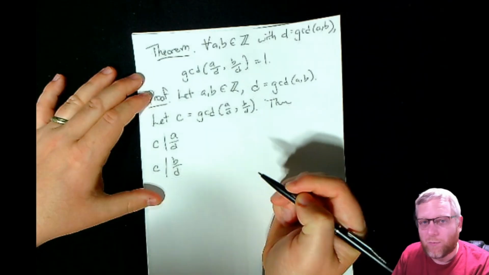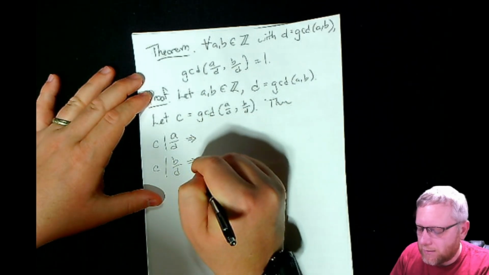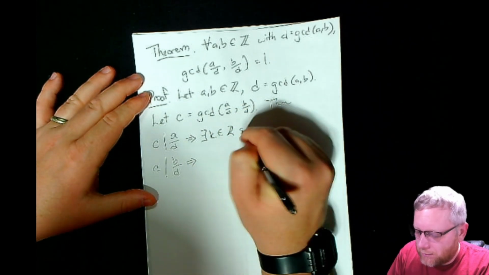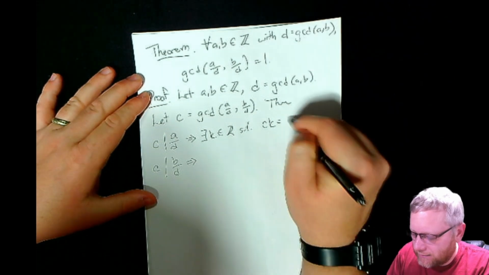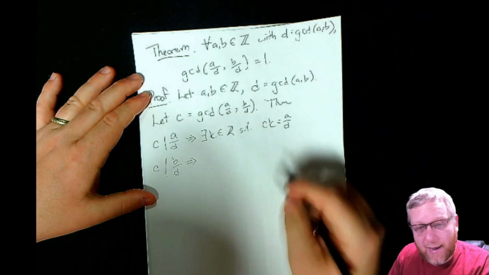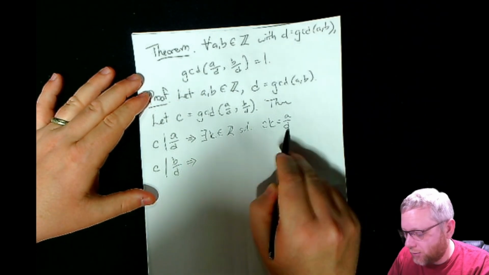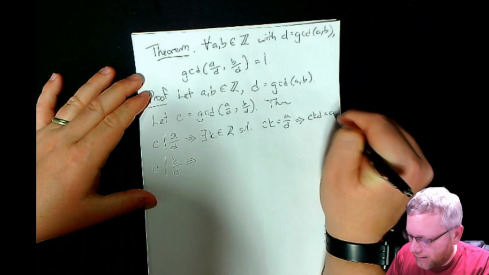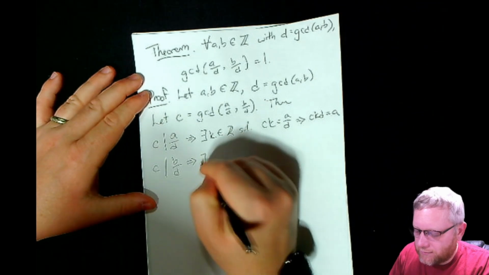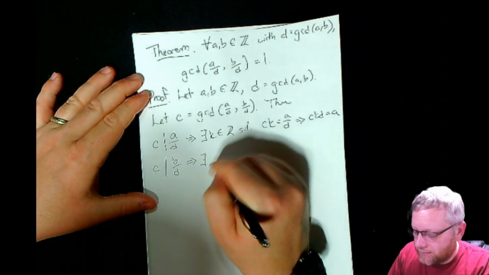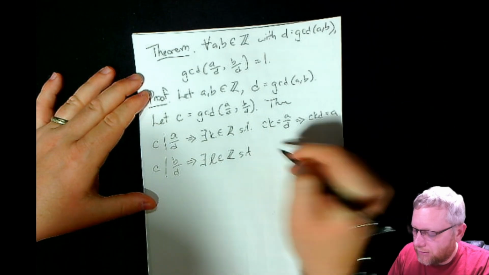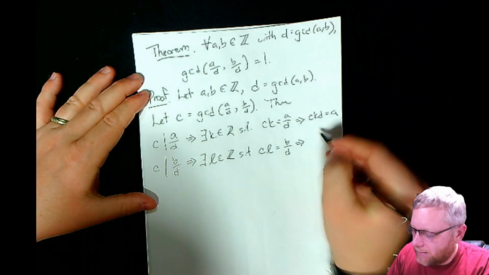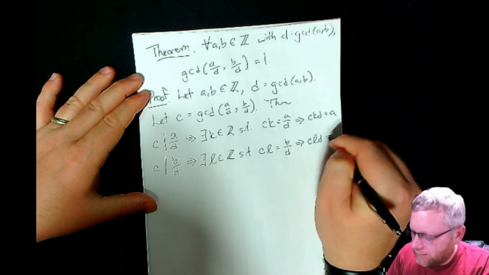Back to the example. Well, what do those mean? Follow the definition of divides. If C divides A over D, that means there exists a K in Z such that CK is equal to A over D. And if I've got CK equals A over D, well, then I can multiply by D on both sides, and what I get is CKD is equal to A. In the same way, if C divides B over D, then there exists an L, say, in Z, such that CL is equal to B over D. And again, multiplying by D, I get CLD is equal to B.